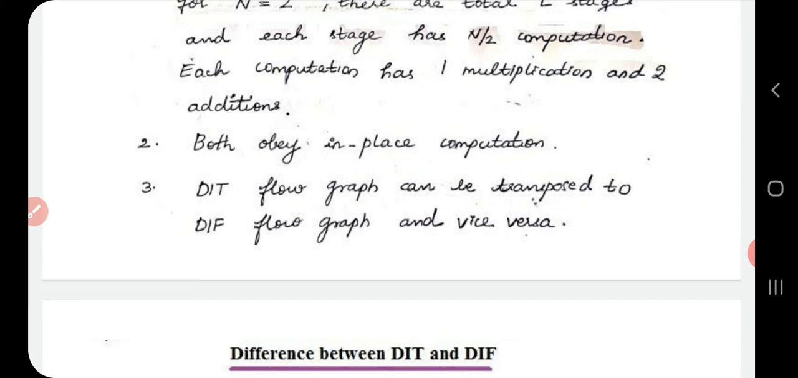Both obey in-place computation. What is in-place computation? The output is stored in the same memory location where the input is already stored, and this actually saves memory locations. Now, the DIT flow graph can be transposed to the DIF flow graph and vice versa. Both can be interchanged from each other.